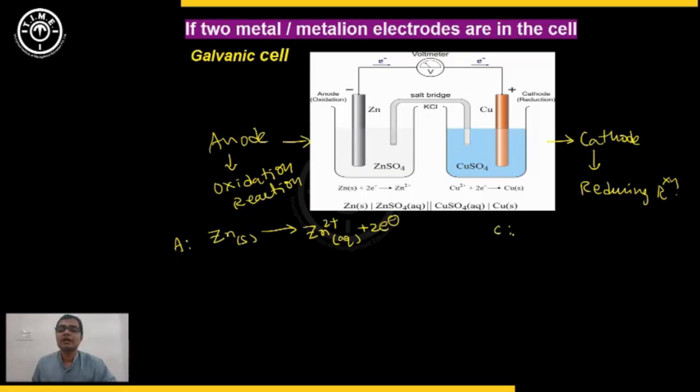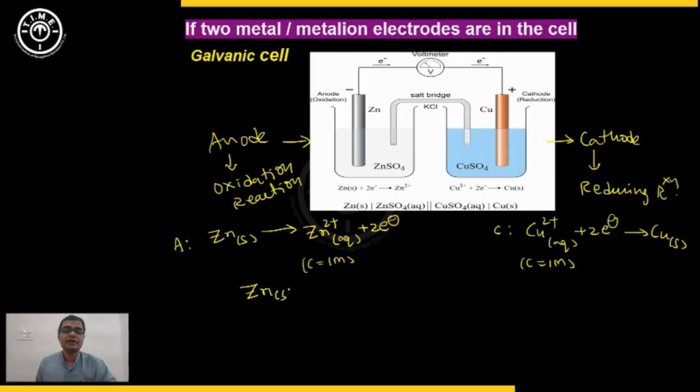Okay, so what is the reaction at the cathode here? Cu2+ ion gains 2 electrons and deposits copper at the electrode. In the galvanic cell, a standard zinc sulfate solution is taken, where the Zn2+ concentration is 1 molar. Copper sulfate concentration is also 1 molar. Now you write the overall cell reaction: Zn(s) plus Cu2+ ion, in aqueous state, where the concentration is taken as 1 molar.